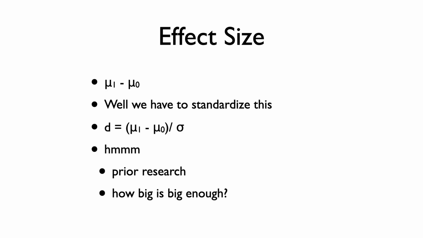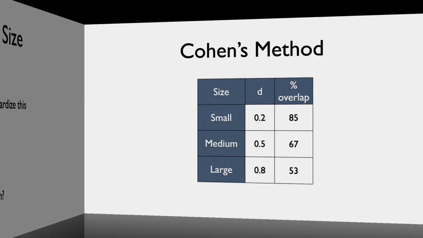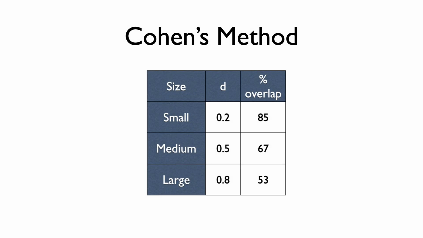Okay, so how big is big enough? That's the question, and we can answer that by looking at a guy named Cohen and Cohen's method of determining how big is big enough. He said we can have small, medium, or large effects. This is completely arbitrary. He just came up with three values and called them small, medium, and large. 0.2 is small, medium is 0.5, and large is 0.8.